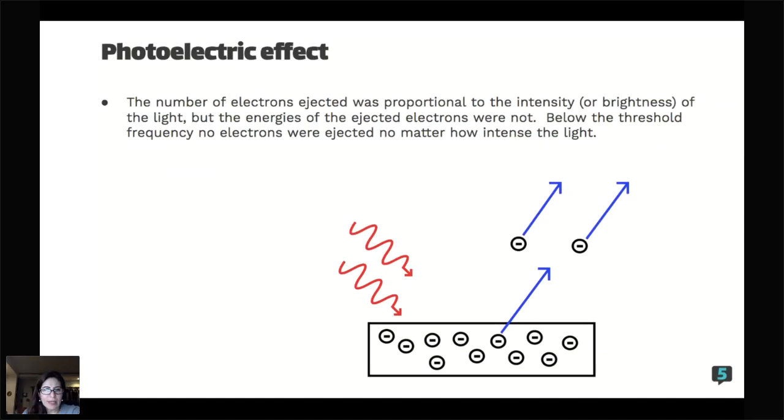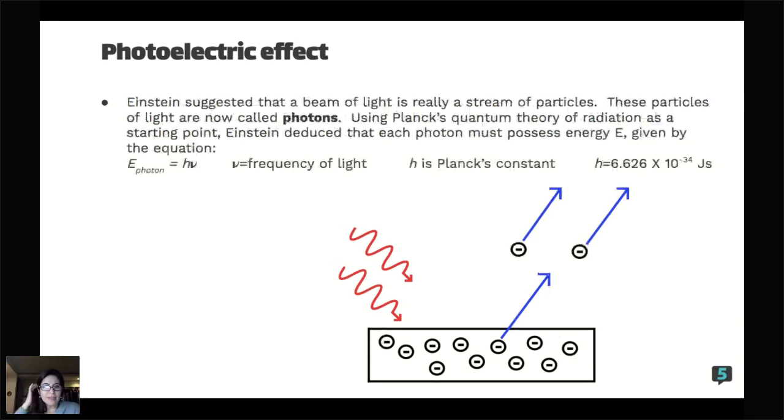They noticed that the number of electrons ejected was proportional to the intensity of light, but that the energies of the ejected electrons were not proportional to the intensity. And they also noticed that below the threshold frequency, no electrons were ejected, no matter how intense the light was. So Einstein suggested that the beam of light is really a stream of particles. These particles of light, he called them, well, they're now known as photons.